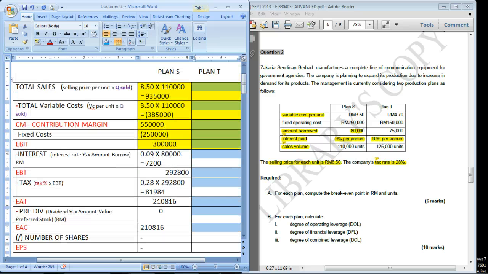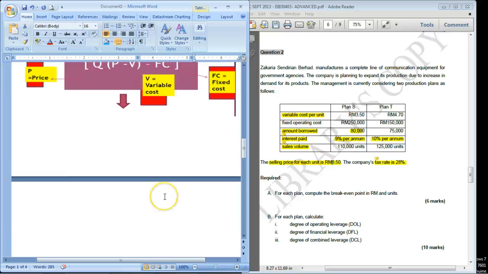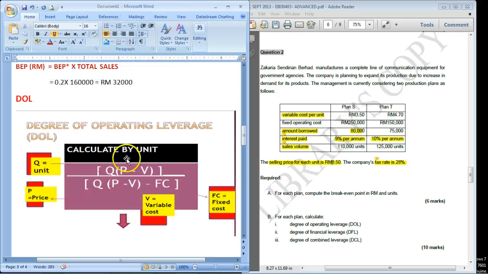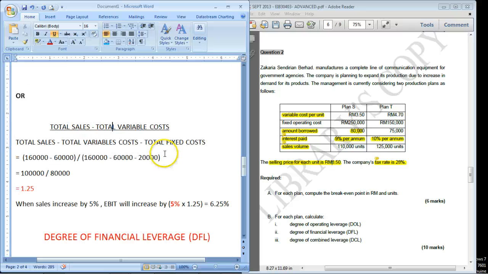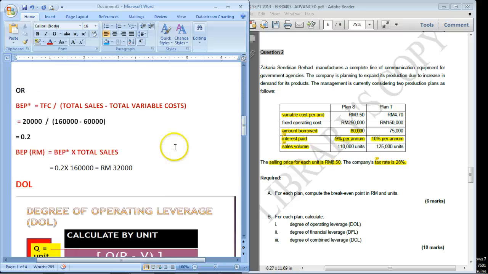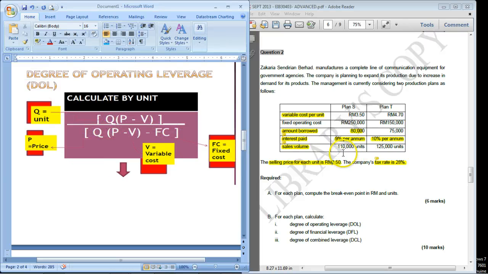After you have created the income statement, is it easy for you to calculate now the DOL, DFL, and DCL? Correct, it's simple. You only use the same formula. Alright, DOL, but now you have an option. You can use this formula or this formula. If you use the formula, you have to use the income statement that you have created. Or if you don't want to use your income statement, you also can use this DOL. Q is 110. Price per unit, 8 ringgit and 50. V, variable cost per unit, 350.